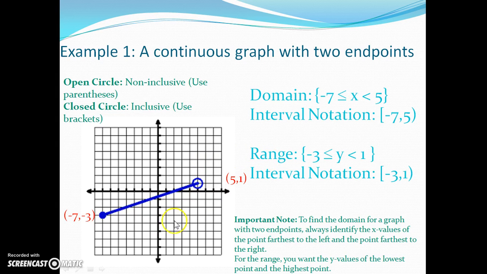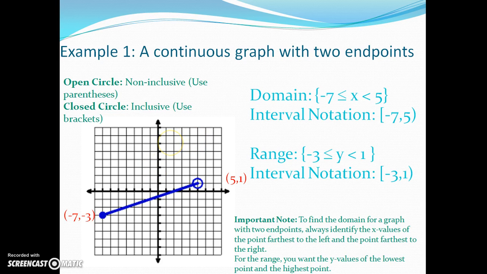Okay, for the range, you're going to go from bottom to top. So the very least point on the y-axis, or the y-interval, is -3, and that point is included. So -3 is less than or equal to y is less than 1.